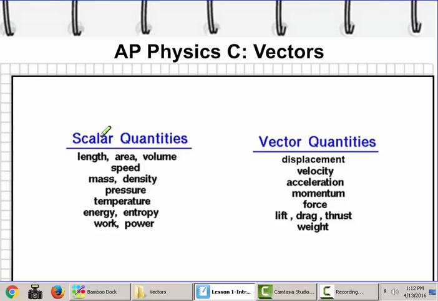So I would make sure I know this. Again, scalar quantities, these are often missed here. I guess actually three of them: work, energy, and power. Those are all scalar quantities.